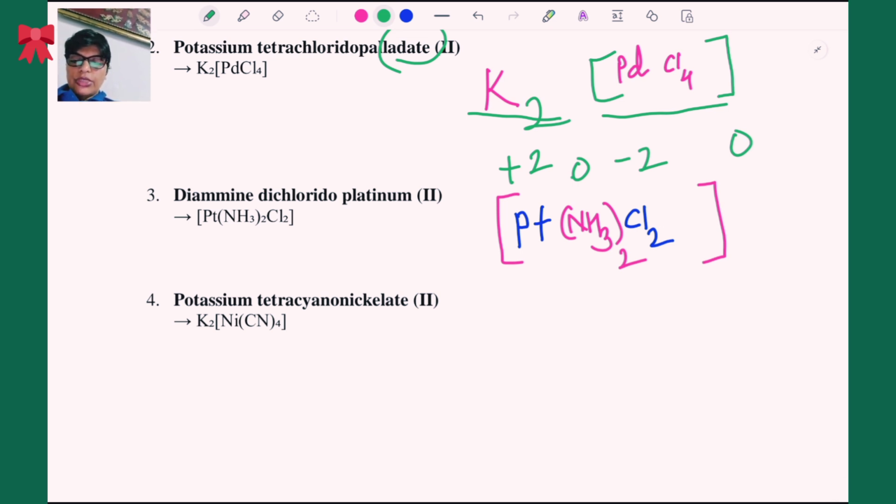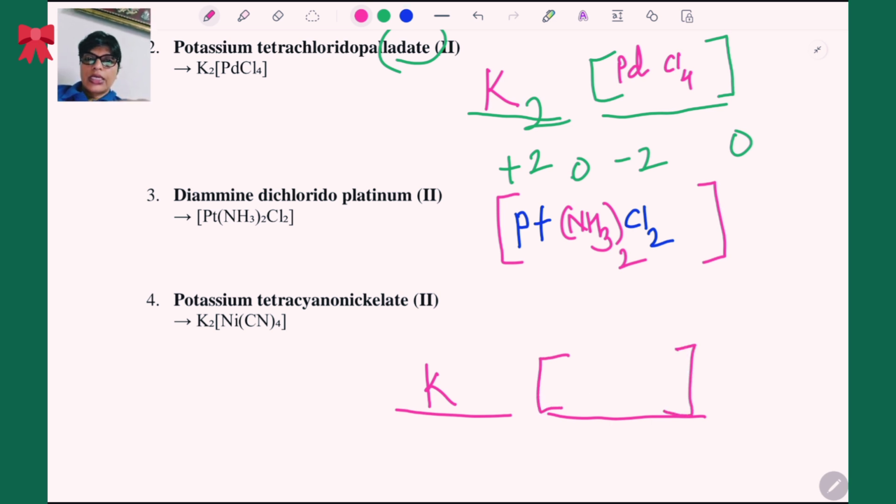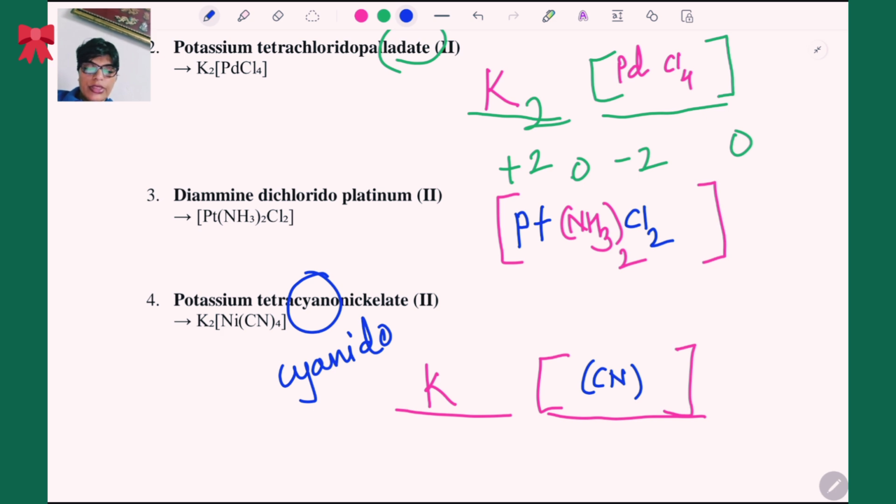Now the next one is potassium tetracyanonickelate. Again, you can see there is a gap between potassium and tetracyano, which means potassium is on the left and the rest of the part is on the right side. So let's write it. Potassium means you will be writing K, and draw the square bracket. After that you have cyano 4 times, tetracyano. Sometimes it's written as cyano, it can also be written cyanido, so you prefer to write cyanido only in the board exam.